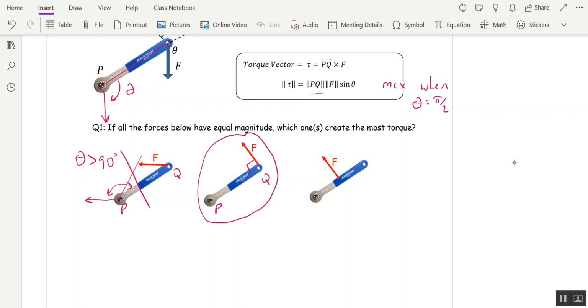This one's no good, because if this is P and this is Q, PQ is too short. Nobody's going to hold their wrench in the middle, right? Unless you want to apply just a little bit of torque. Maybe when you're adjusting the screw on your glasses, you might do that. But otherwise, you're not going to do that.